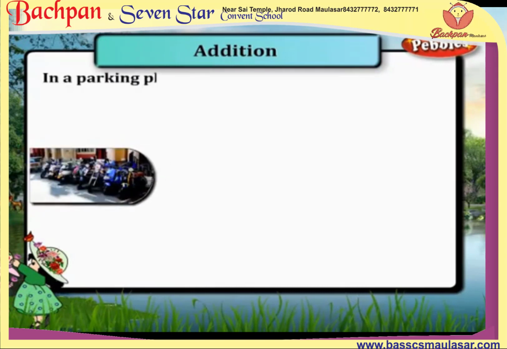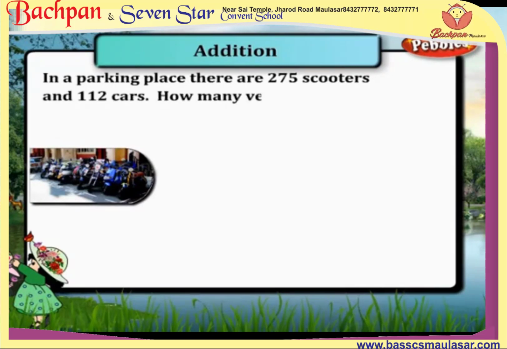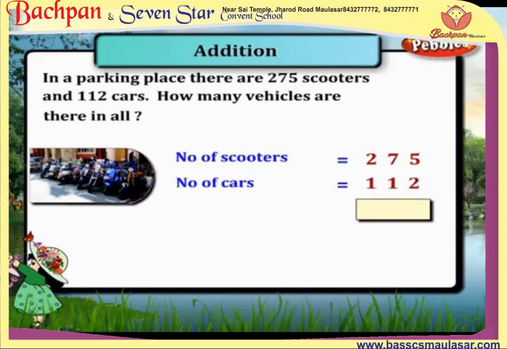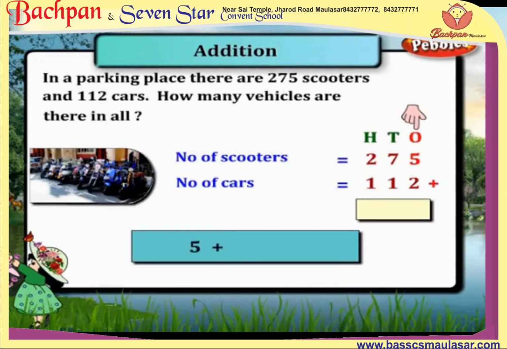In a parking place, there are 275 scooters and 112 cars. How many vehicles are there in all? Number of scooters is equal to 275. Number of cars is equal to 112. Add the ones. 5 plus 2 is equal to 7. Write 7 in the ones column.